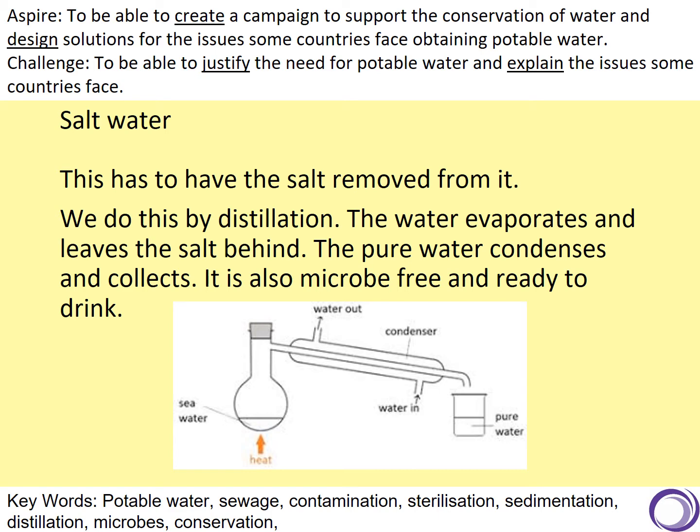Now, the advantages of that is you do get pure water, and it's a one-stage process. The disadvantages of that are that it takes lots of energy, so therefore it's expensive to do. It needs specialised equipment, which is also expensive to do, and it can only be used for small quantities of water. So it wouldn't be ideal to supply the water for a big city, for example.